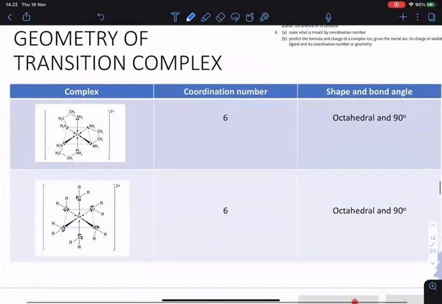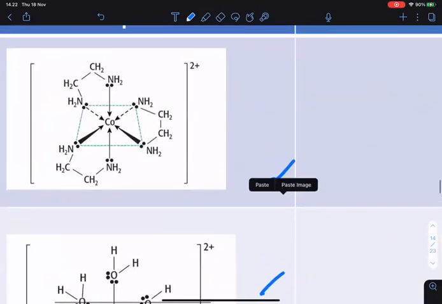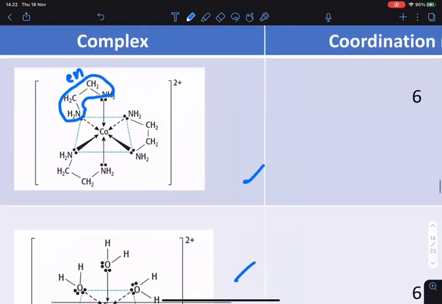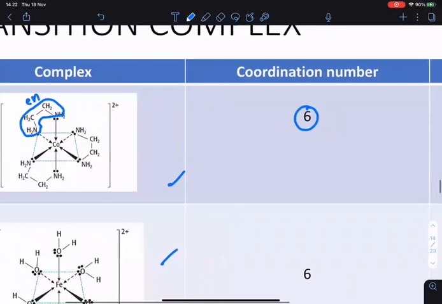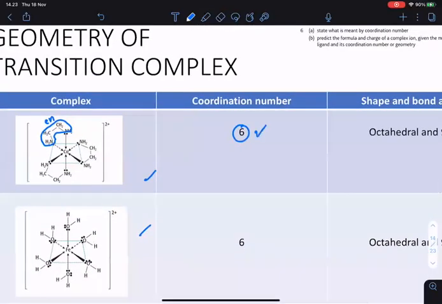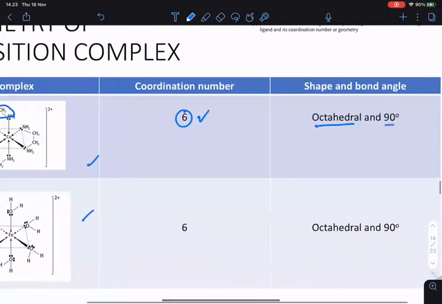So if you move on further, I have given you something similar over here. Coordination number, you can see this one is going to be the En. I hope you remember the En, the bidentate ligand, but you can see the coordination number is still going to be 6. 3 ligands, but 6 coordination number. When you look at the coordination number, you can actually determine what the shape is going to be. Still, it's going to be octahedral, 90 degrees.